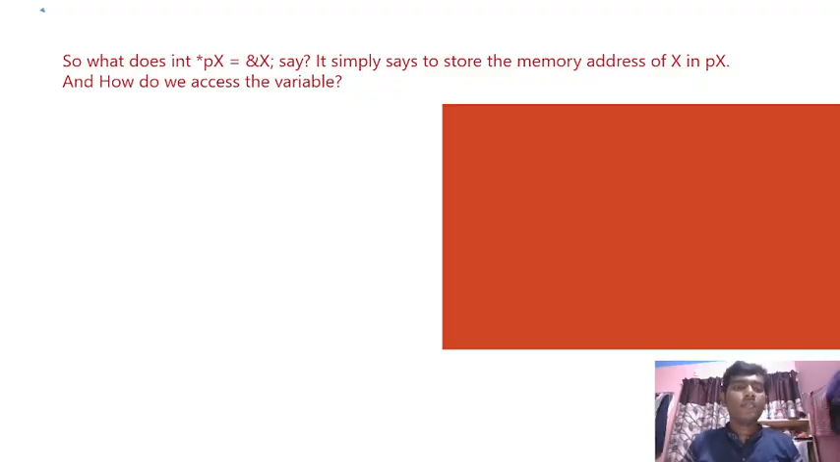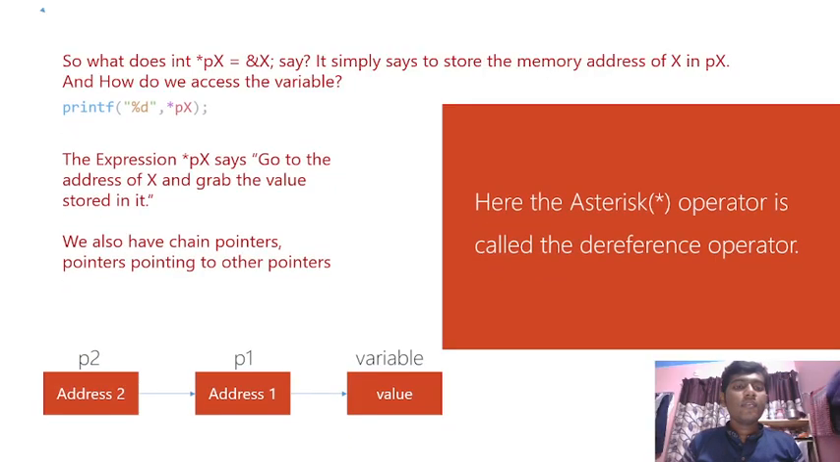And how do we access it? We can access it using the star operator again. Here the asterisk operator is called the dereference operator and the expression says go to the address of x and grab the value stored in it.